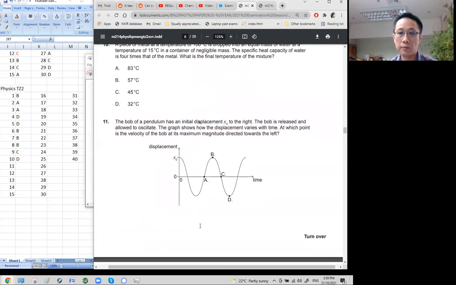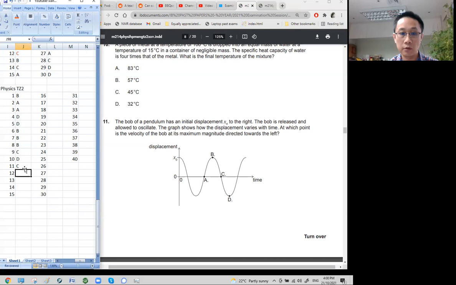Question 11 now. The bob of a pendulum has an initial displacement x0 to the right, and then you release it and allow it to oscillate. They give you the displacement-time graph, pretty standard. At which point is the velocity of the bob at its maximum magnitude directed towards the left? I think they're just asking for when the gradient is most negative. So the answer should be C, and the answer will be C even if the object is not undergoing excitation.